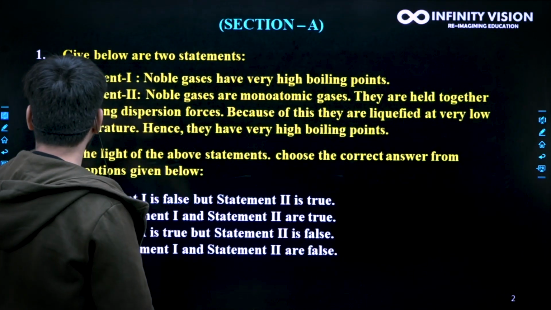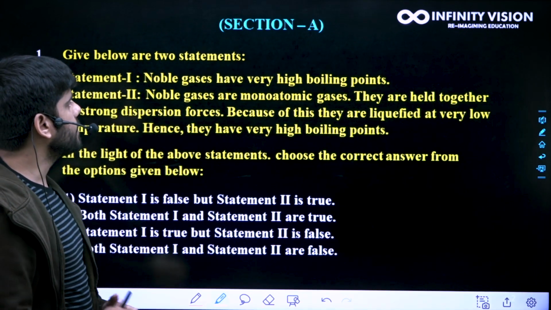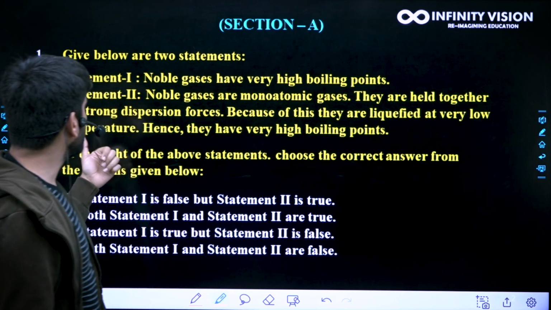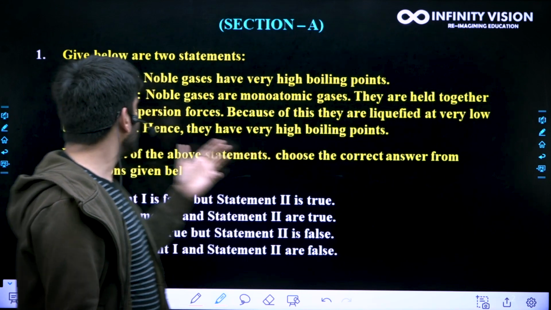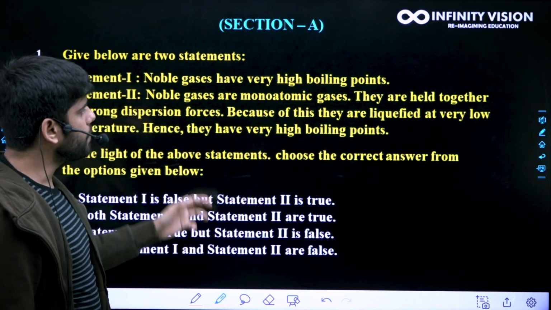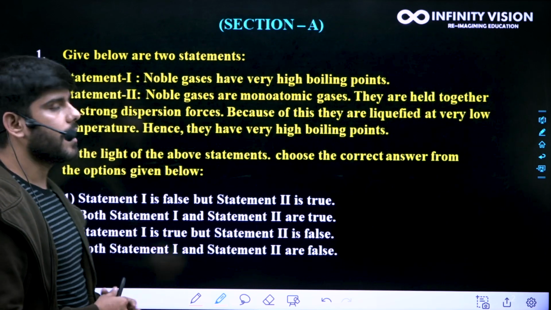The question number 1 says, given below are two statements. Statement number 1 is noble gases have very high boiling points. Statement number 2 is noble gases are monoatomic gases. They are held together by strong dispersion forces. Because of this, they are liquefied at very low temperature. Hence, they have very high boiling points.